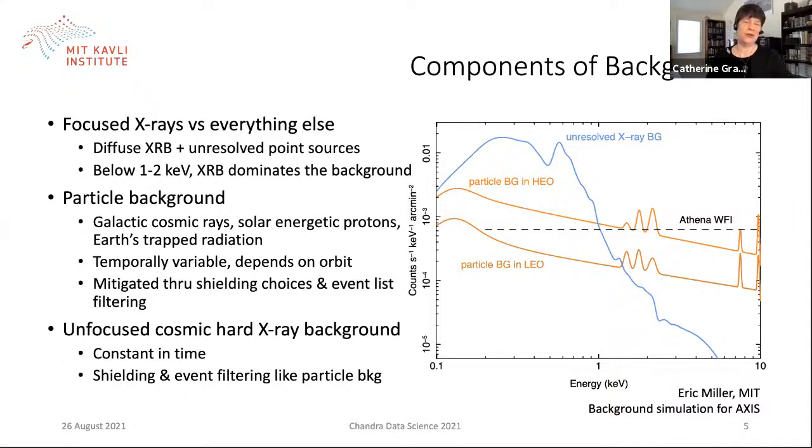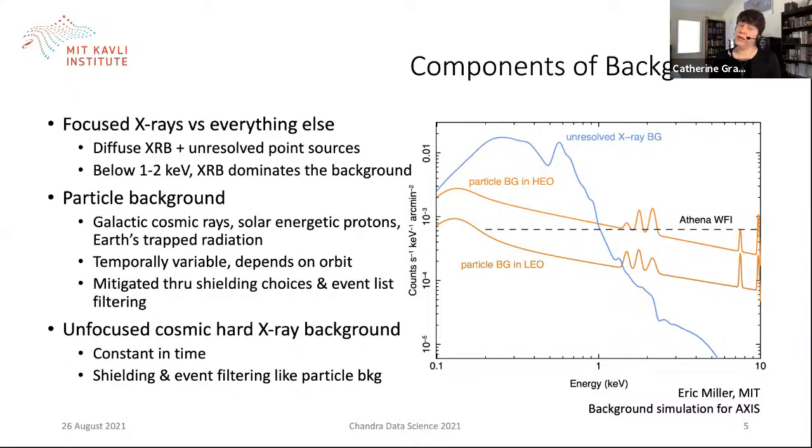So I did say there were various components of the background. I think the easiest way to divide it up is to look at focused X-rays versus everything else. So focused X-rays are things like the diffuse X-ray background from the hot galactic halo or the local interstellar medium, plus unresolved point sources, which are primarily distant AGN. And below 1 or 2 keV, this X-ray background dominates the background. I'm not going to be discussing that today. There are other people who are studying ways to improve how we deal with it. What I'm interested in is the particle background.